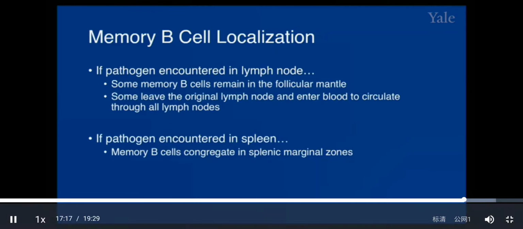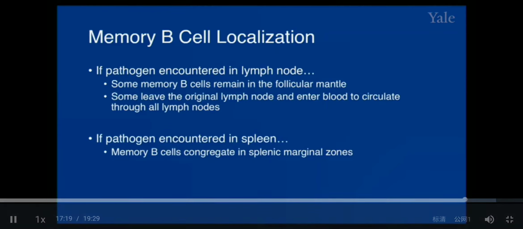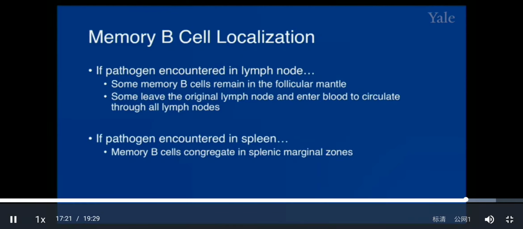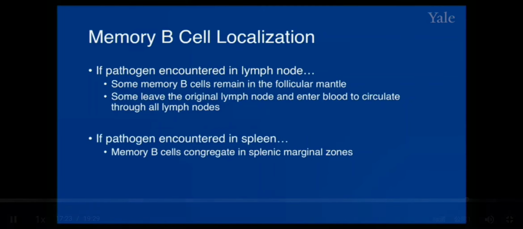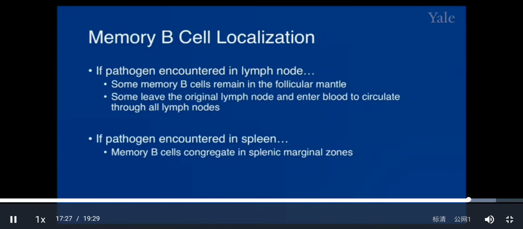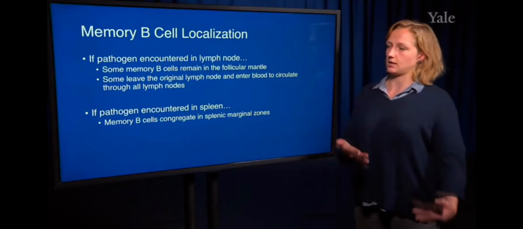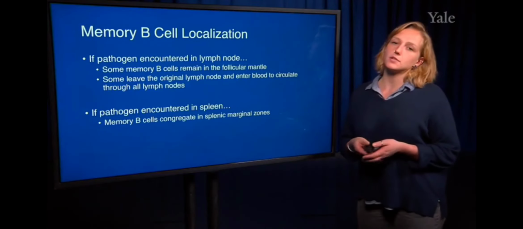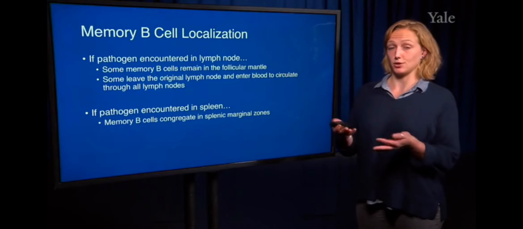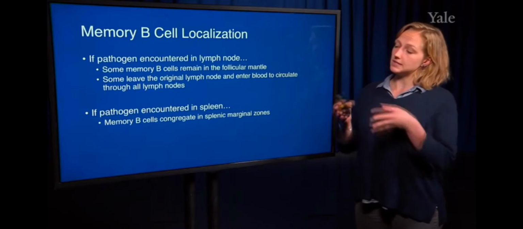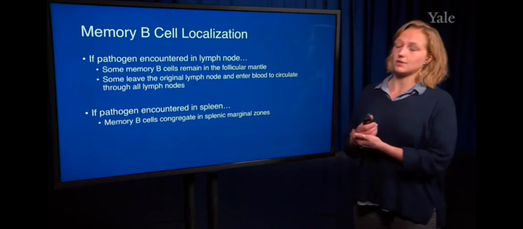So just to summarize, we talked about pathogens that are tissue-specific that'll be encountered in the lymph nodes. So these are memory B cells. Some will stay within the specific lymph node in which they were developed, and then others will leave and circulate through the body. And then pathogens that are blood-borne that are encountered in the spleen, the memory B cells that are formed there will stay there within the marginal zone.